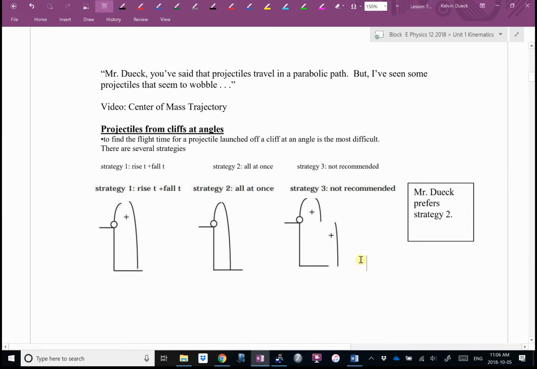The toughest questions are combining the two we just did, cliff and angle. To find time, because we're going to spend most of our time finding time, it's the most difficult. There are several strategies. One way is to find the time to the top, because at the top, what's the final vertical velocity, Mateo? Then start over with your initial vertical velocity being zero from up here, find the time to the bottom, and add them together.